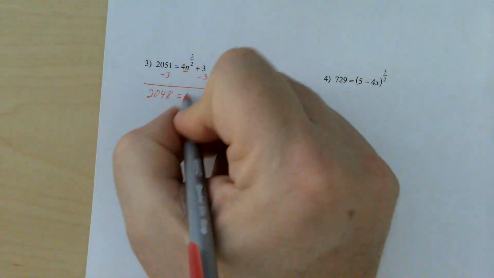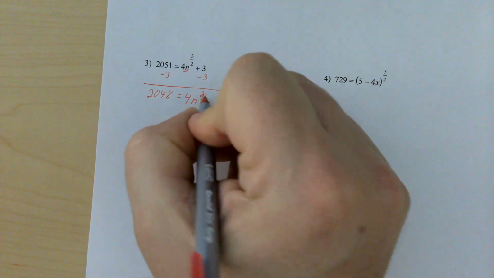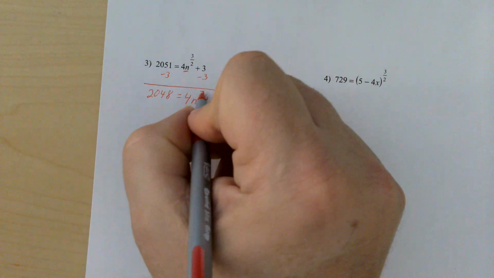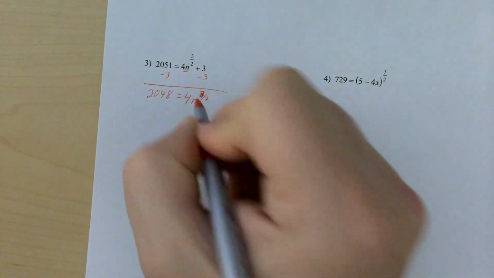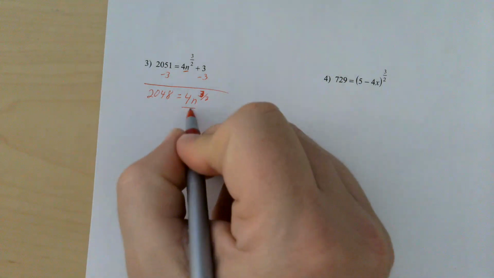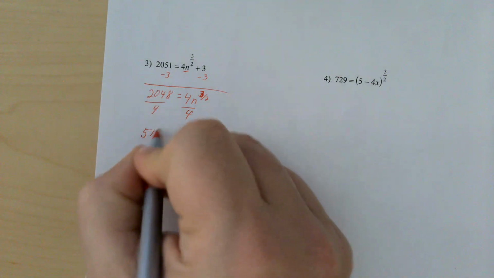Okay, and then you're still left with a 4n raised to the 3/2 power. Okay, that's an ugly 3/2. So then the next move, my second move, is to divide by 4. So I must divide by 4. So I already have this on my calculator. And then I divide by 4, I get 512.